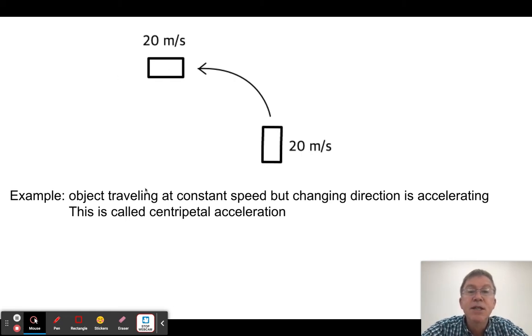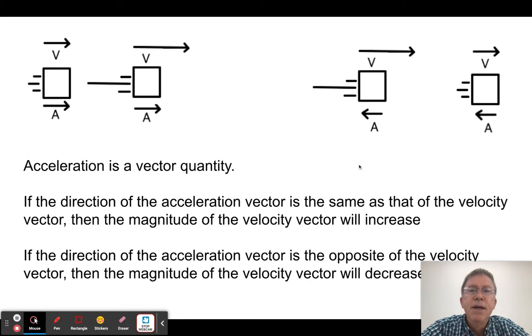Now, we're going to call this a centripetal acceleration. It's a topic we'll study all on its own later in the year. But do know that if I change the magnitude or the direction of velocity, that implies acceleration. Now, let's just look at this. Since acceleration has a direction associated with it, that makes it a vector quantity.